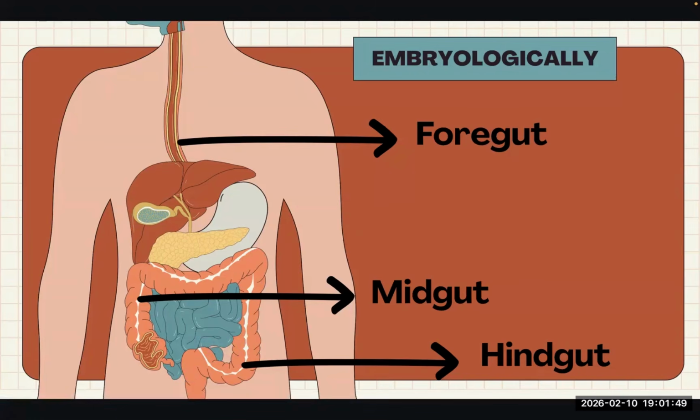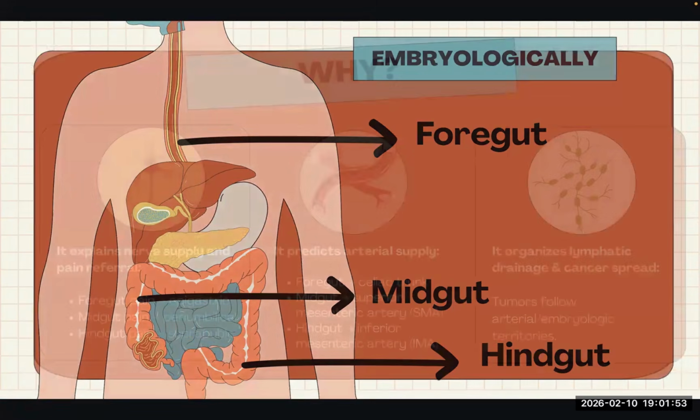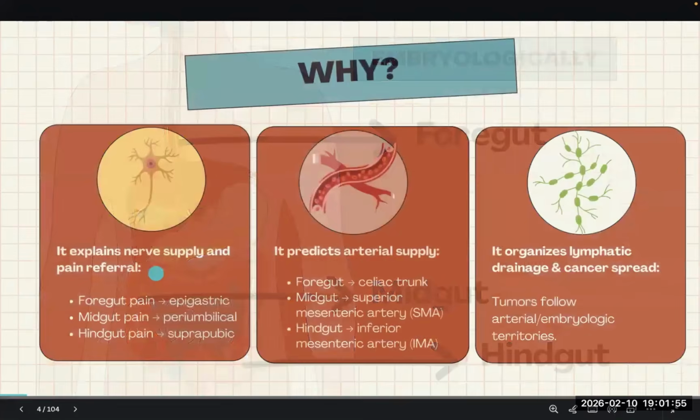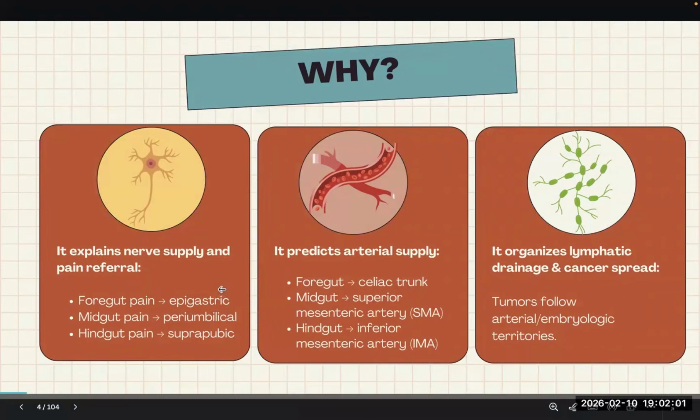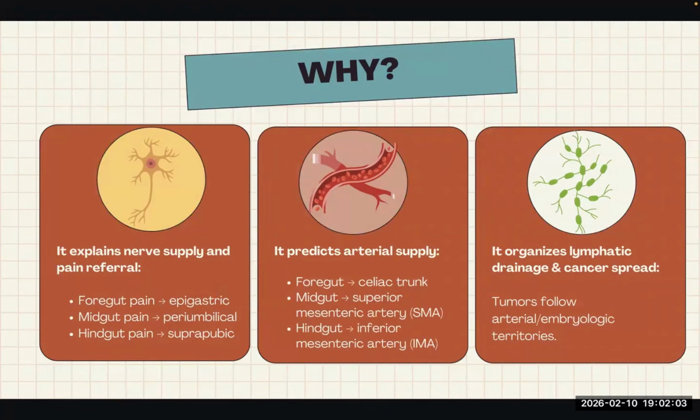And why is that? Do you think that happened just because? Well, no, right? The differences help us explain the nerve supply and the pain referral. So let's say a patient comes in with epigastric pain. We know that a foregut organ is damaged, right? Or if he's feeling peri-umbilical pain, then it could be a midgut organ that's damaged.